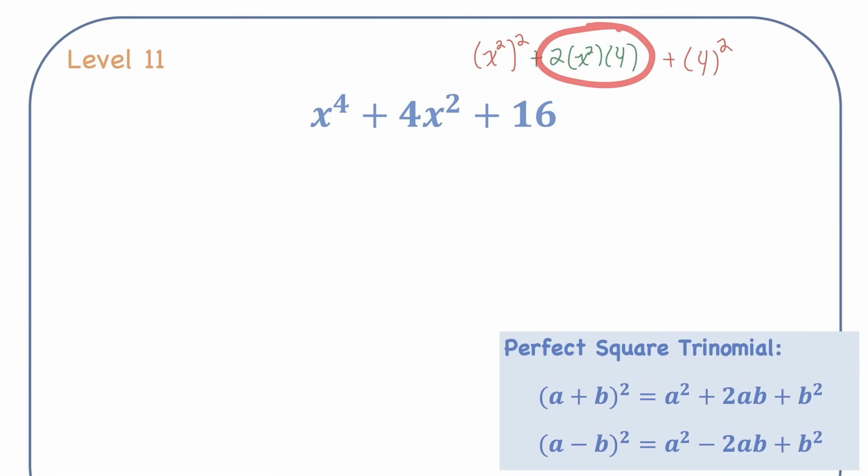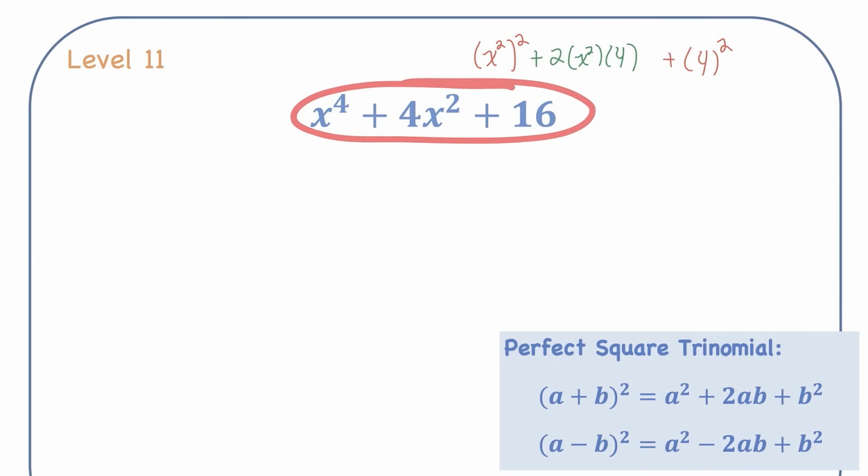This is 8x squared, but in our trinomial, the middle term is just a 4x squared. If it was an 8x squared, I'd be able to factor it. How can I make this an 8x squared without changing the value of this expression? What I'm going to do is add and subtract 4x squared to it. Let me show you what that looks like.